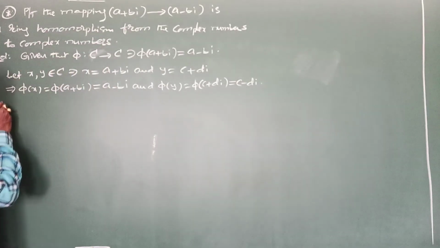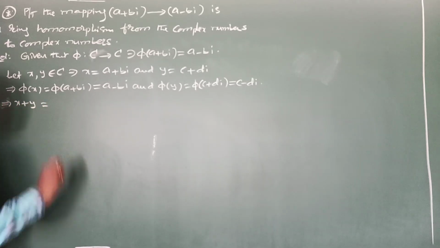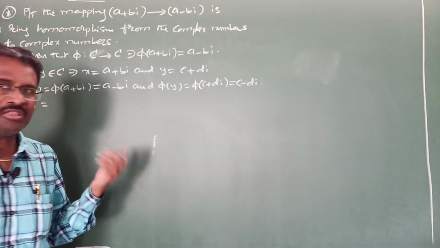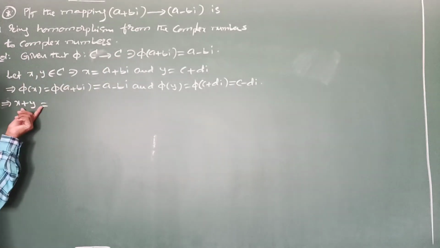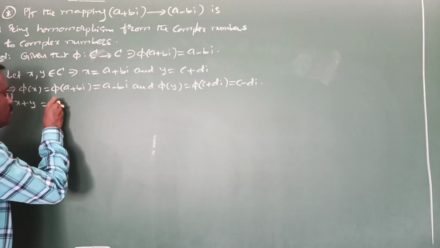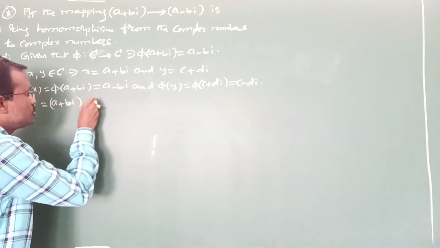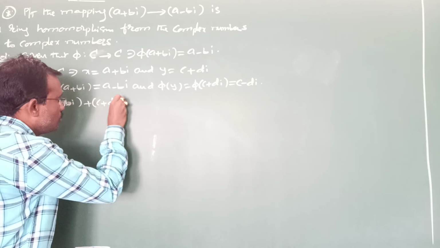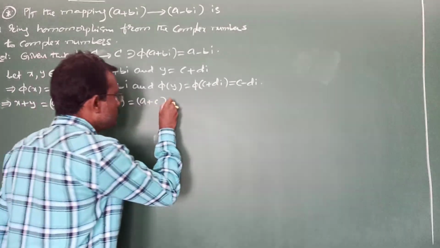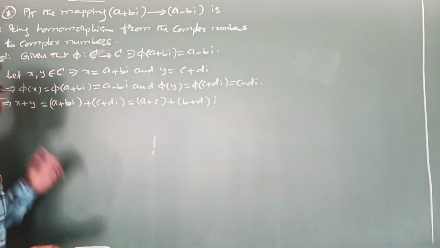Now let us go for the additive condition of the homomorphism relation. For that let us go for x plus y here. First define x plus y. Actually I am going to show phi of x plus y is phi of x plus phi of y. For that first of all I want to find x plus y. X is this, y is this. Just add these two things. It is a plus bi plus c plus di, which we can write as a plus c plus b plus d into i. This is your x plus y.